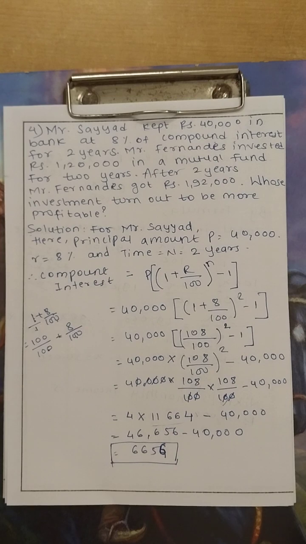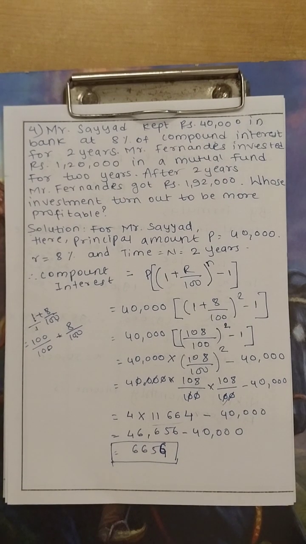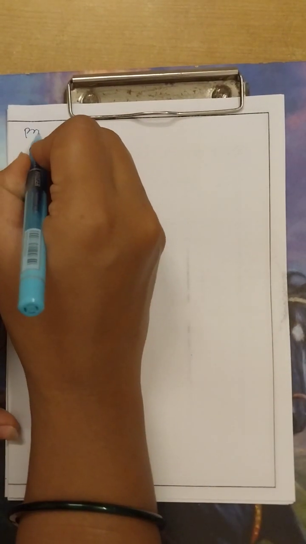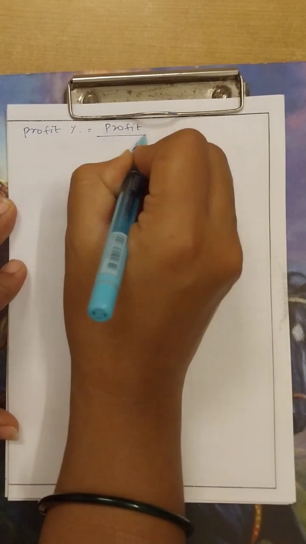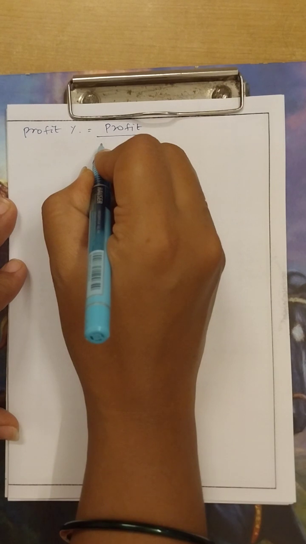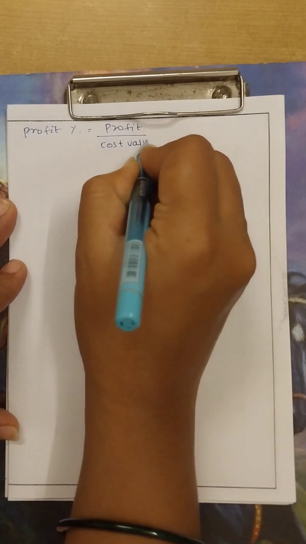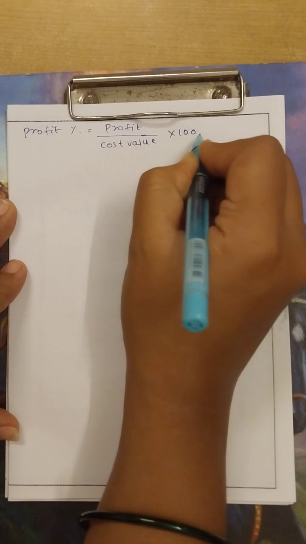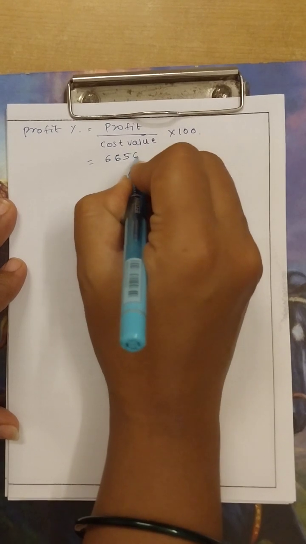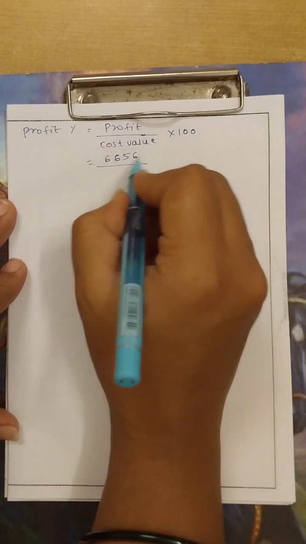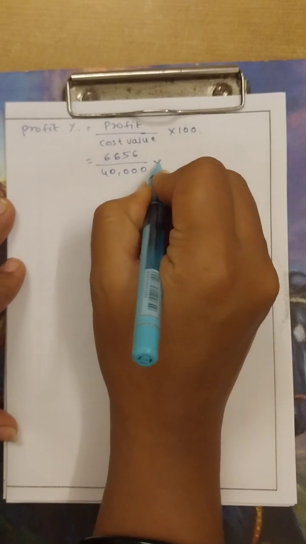Now we have to find out the percentage of it. Yes. What is the profit percentage he made? So what we have to do? Profit percentage is equal to profit upon principal amount or cost value into 100. What is the profit? 6,656. On which amount? 40,000 into 100.